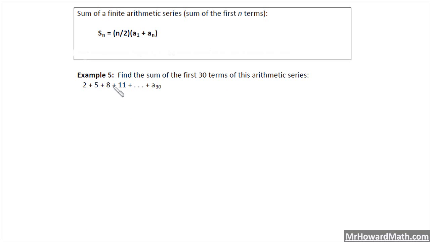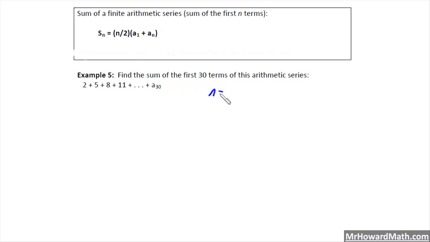Alright, example 5. They give us this new formula here. Sum of a finite arithmetic series, sum of the first n terms, is given by s sub n is equal to n over 2 times the quantity a sub 1 plus a sub n, where that's the first term, that's the last term that you're wanting to find, and then n would be the total number of terms that you're working with. Alright, so find the sum of the first 30 terms.